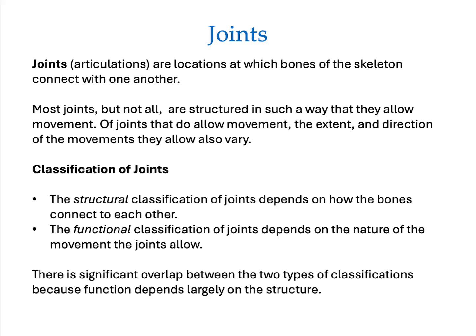Classification of joints. The structural classification of joints depends on how the bones connect to each other, and the functional classification depends on the nature of the movement. There is significant overlap between the two types of classifications because function largely depends on the structure.